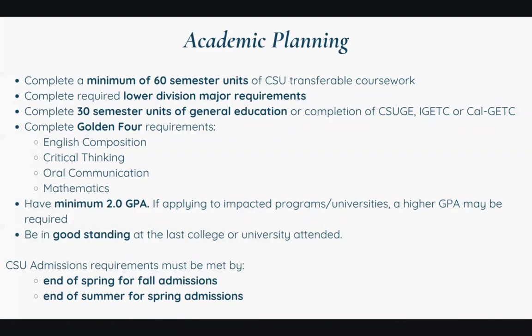You do need to have a minimum of a 2.0 GPA. If you're applying to impacted programs or universities, a higher GPA may be required. And lastly, you want to be in good standing at the last college or university you've attended. These CSU admissions requirements must be met by the end of spring for fall admissions or the end of summer for spring admissions.